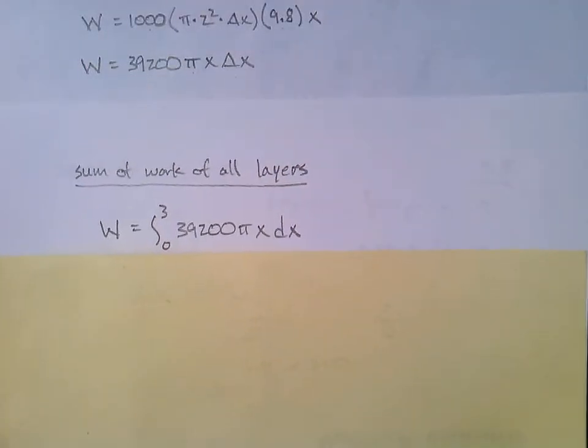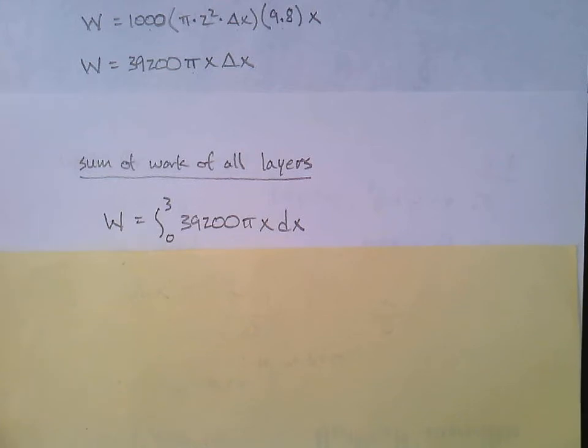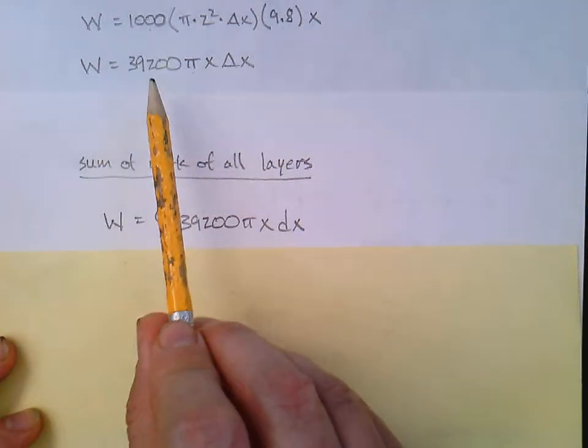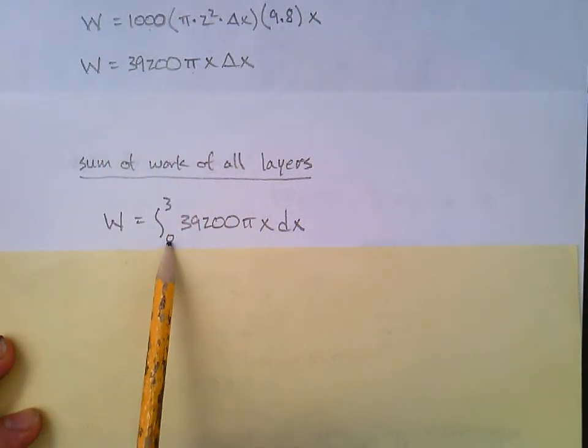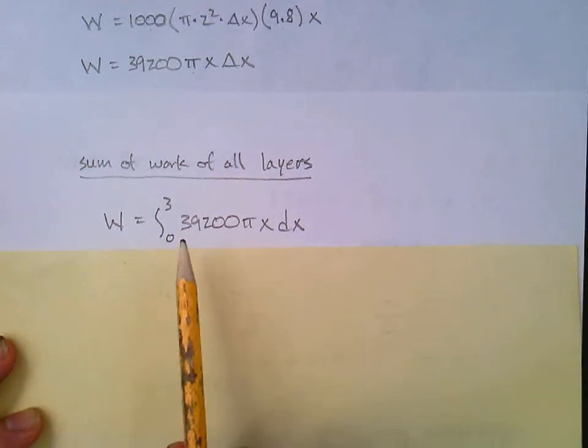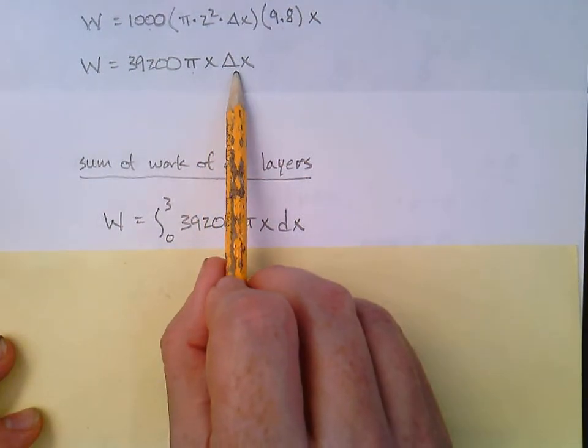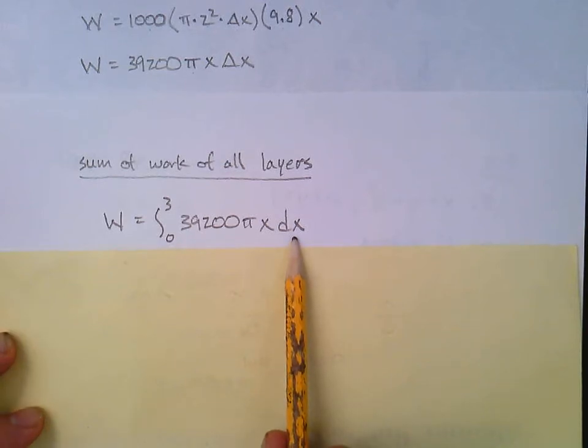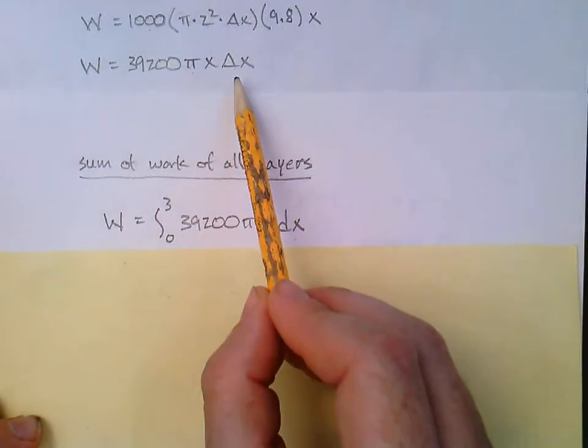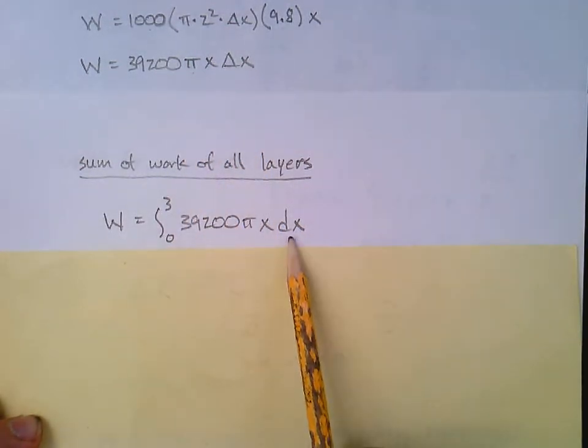Once we have the work to pump out some layer of water, then it will be very easy to find the sum of the work of all of the infinitely many layers. All we got to do is integrate. So if we were to add up all of the infinitely many layers and how much work it takes to get them all, we'll say, all right, take our result right there and integrate it over the distance 0 to 3. And one important feature that happens is the delta x, now we write as dx, the infinitesimal, or you might say the differential of x. It's as if that thickness shrinks down to infinitely thin.